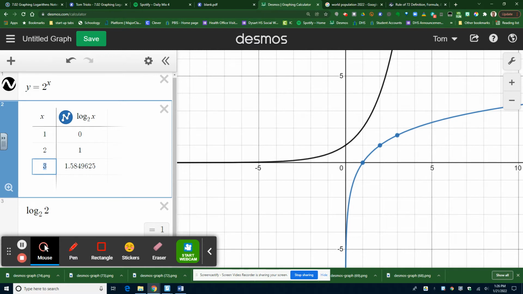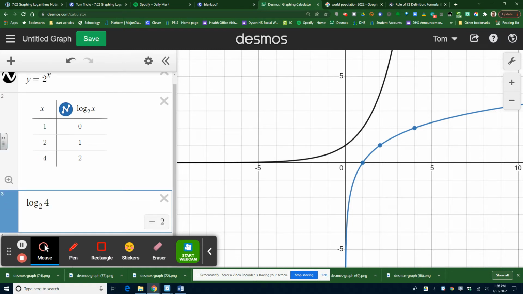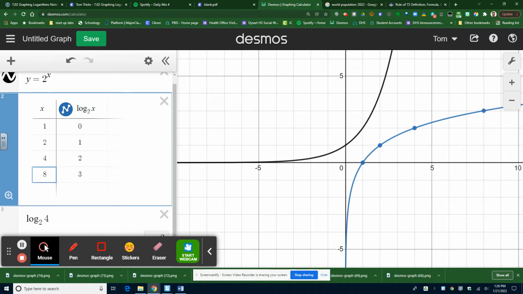How about 4? Ooh, why does 4 work? Because 2 to the 2 is 4. What's my next number that's going to work? Not 5. 8, okay? Because 2 to the 3rd equals 8.